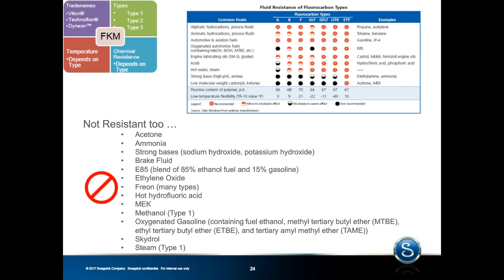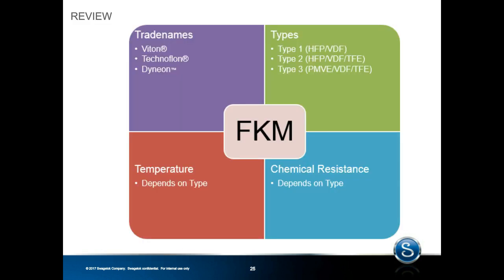I've also included a list of chemicals that are known not to be resistant to FKM. You can see next to methanol and steam, that applies only to the type 1 FKM. Hopefully that gives you a much better understanding of FKM seal materials.